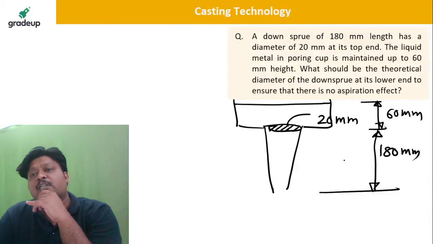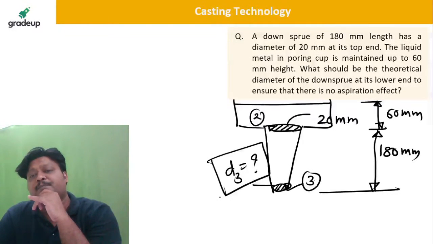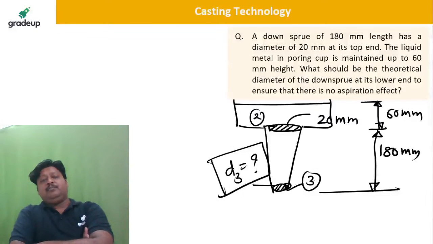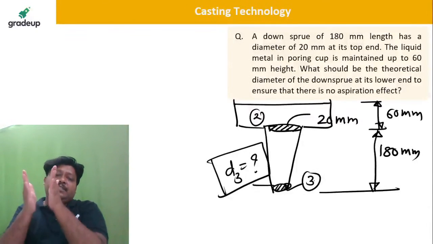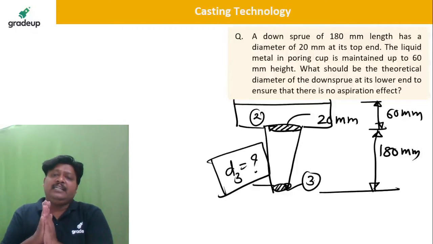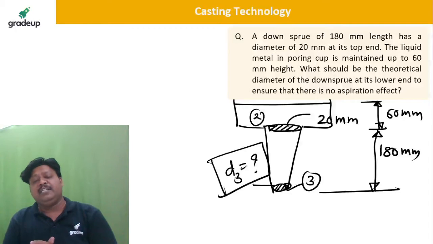Okay. So down sprue, the theoretical diameter at this point 3 they are asking. This is point 2, this is point 3. So what is the diameter? D3, question mark. Come on, solve this question. So in the pouring basin, there is molten metal up to how much height? 60 mm. The diameter at point 2, that is top of the sprue, cross section diameter is 20 mm. And at the bottom, how much will it be to avoid the aspiration effect?